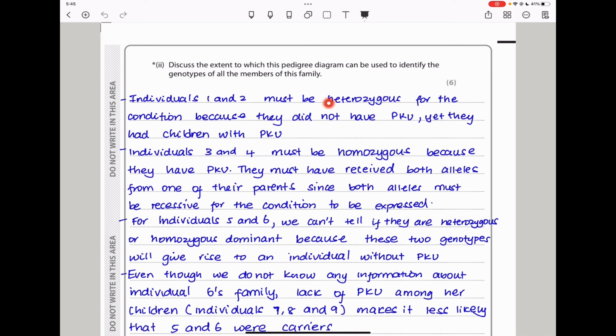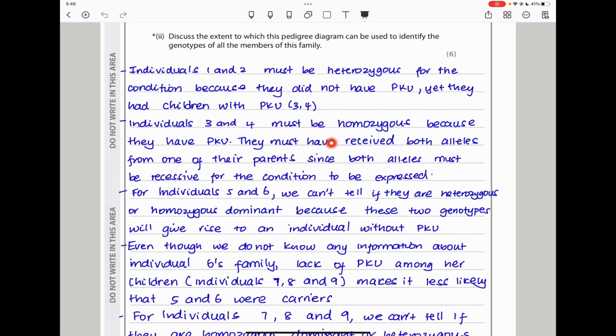Individual 1 and 2 must be heterozygous for the condition because they did not have PKU, yet they had children with PKU. These children are individual 3 and individual 4. And then moving on, I say individual 3 and 4 must be homozygous for the condition because they have PKU. They must have received both alleles from one of their parents, since both alleles must be recessive for the condition to be expressed. So they are homozygous recessive.